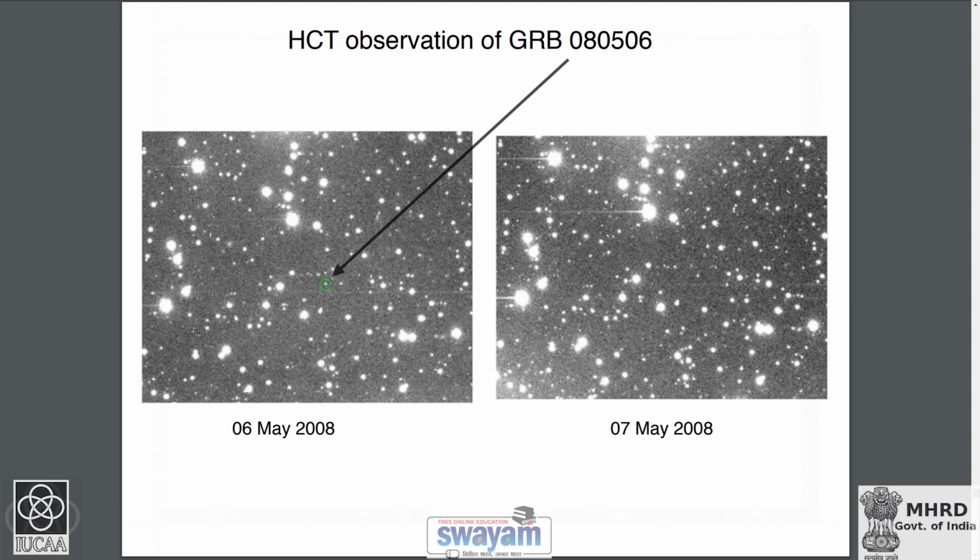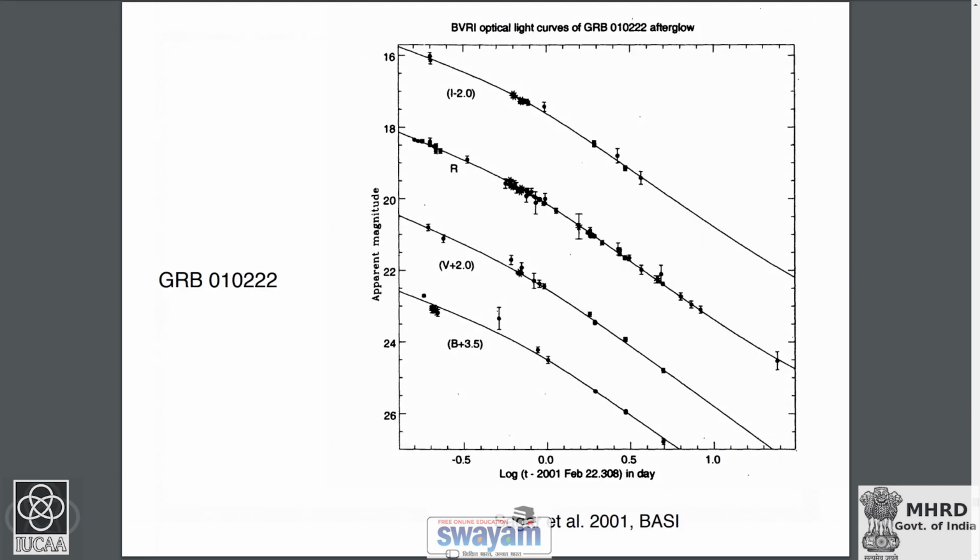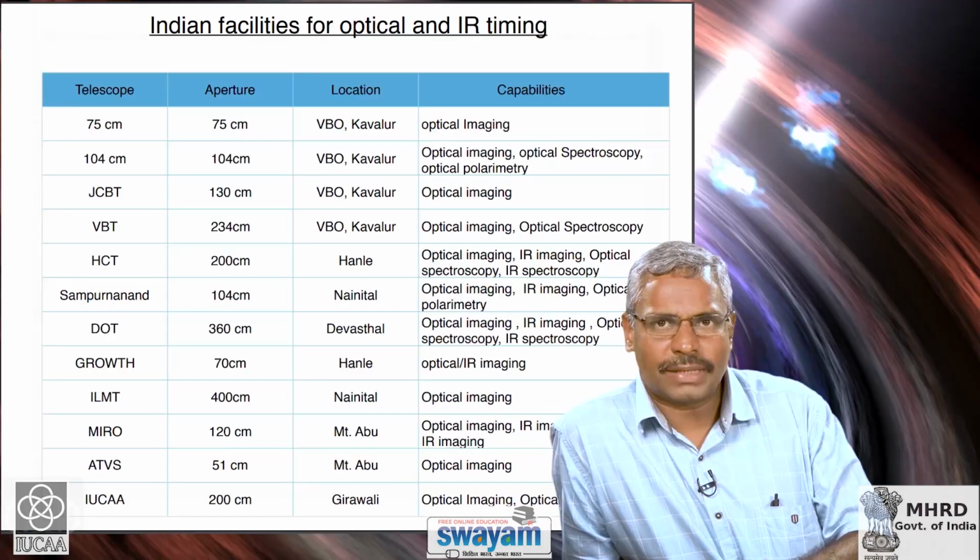If you see, the object faded between 6th and 7th May. On 6th May observation it was visible, whereas on 7th May observation it was not visible. Therefore, to observe these transient events, high time resolution observations involving not only moderate size telescopes, but larger telescopes are needed to understand these objects. This is how the light curve of a gamma ray burst looks like, and as I told, high cadence observations are needed to understand these sources.